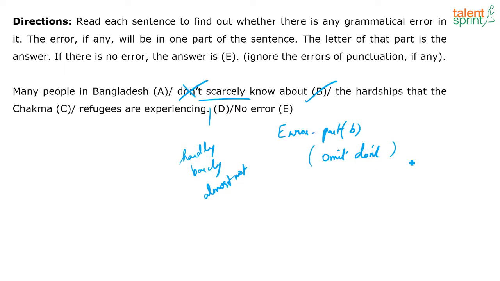Now, these kinds of errors, I would say, waver between superfluous and double negatives. I don't need this don't here because scarcely is already bringing in that negative meaning. So, many people in Bangladesh scarcely know about the hardships that the Chakma refugees are experiencing. Not don't scarcely, double negatives. We will categorize them under double negatives because it's very obvious. Both are giving me negative meaning. I don't need that.